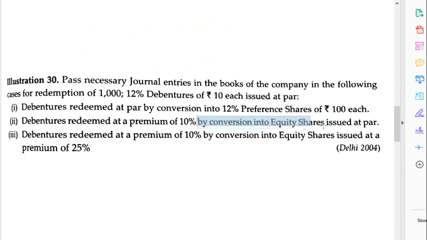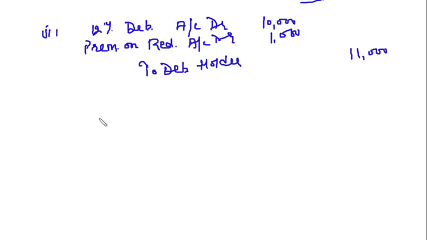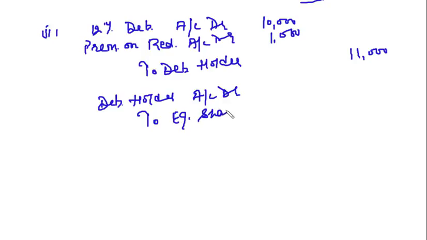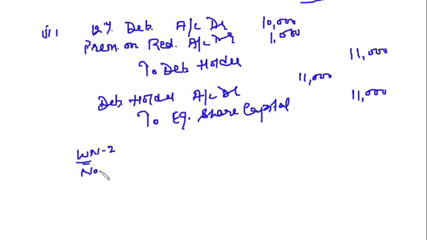Now read the next part. By conversion into equity shares issued at par. Now we are converting these debentures into equity shares. So we will say debenture holder account debit to equity share capital, 11,000. Right? Now you have to show as a working note the number of equity shares that have been issued.